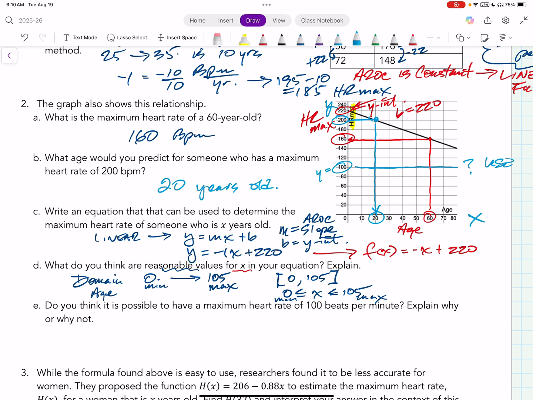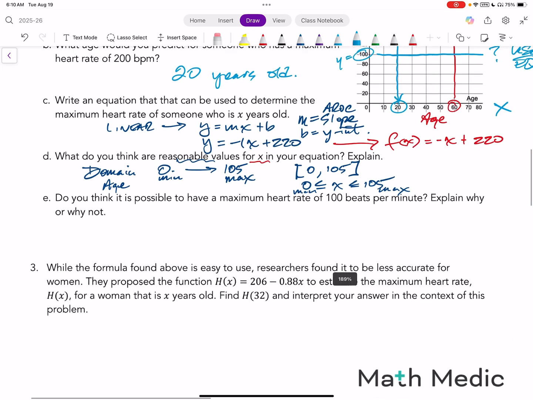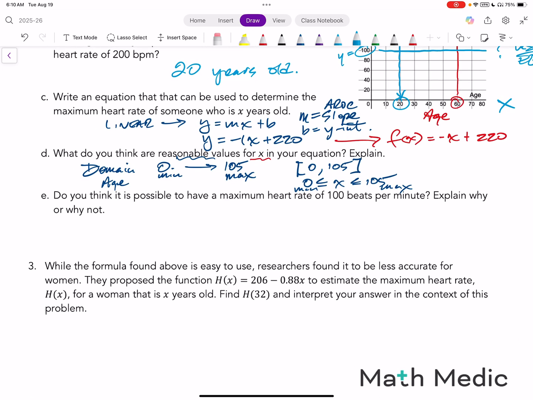So use the equation here. Let's bring the equation here and use this right here. If a y value is 100 beats per minute, what would x be? I don't know, but we're going to find it. So let's take the equation and bring it in.